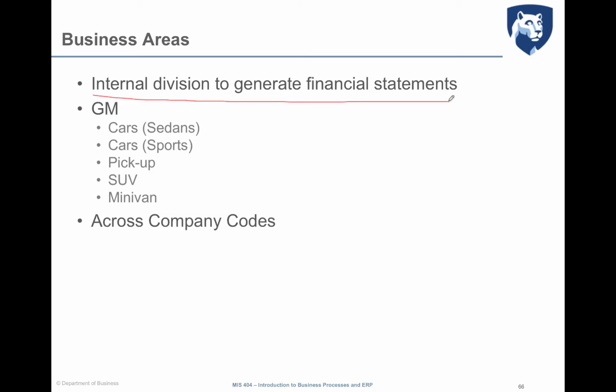In particular, financial statements are generated for each business area within an enterprise. And a business area is often based on either the enterprise's product line or its geographical division, and across company codes. Of course, business areas and company codes are strictly related, as a business area can cross different company codes, and a company code can cross different business areas. So please remember this linkage.